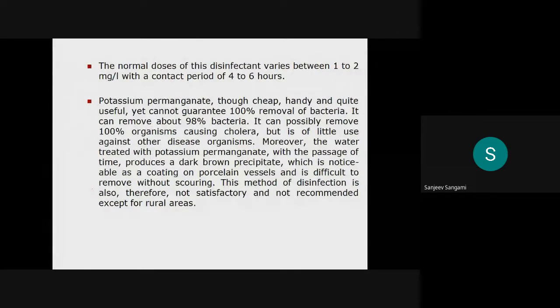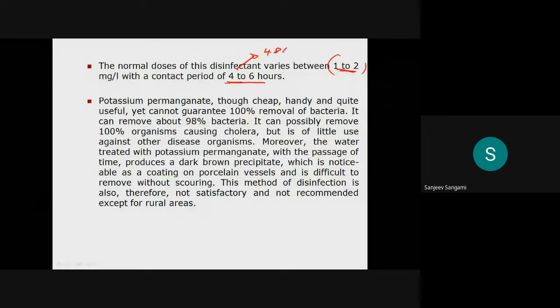Okay, the normal dose of the disinfectant varies between 1 to 2 milligram per liter with a contact period of 4 to 6 hours. So this is the dose you have to maintain. If anybody asks how much dose of disinfectant, how much dose of KMnO4 has to be added, then you have to suggest 1 to 2 milligram per liter with a contact period of 4 to 6 hours.